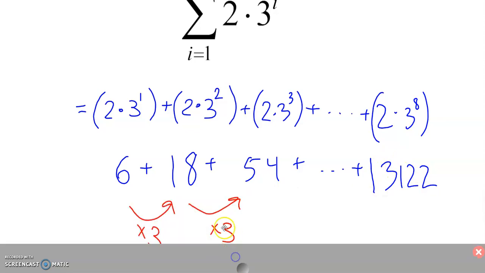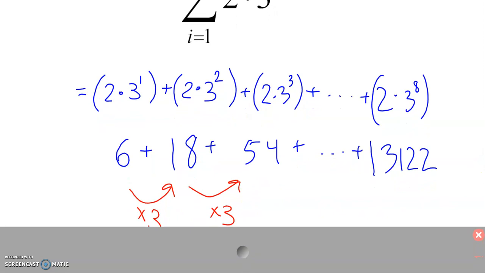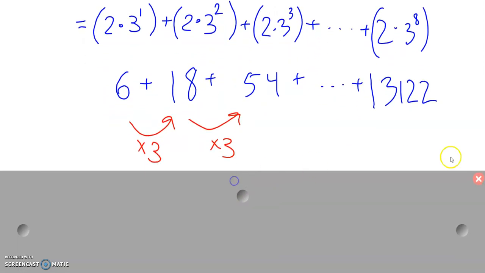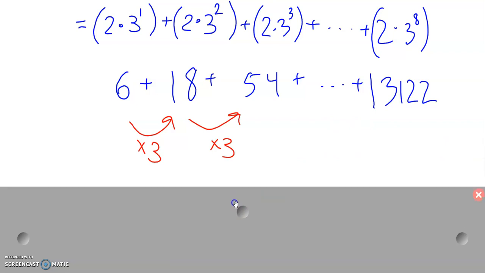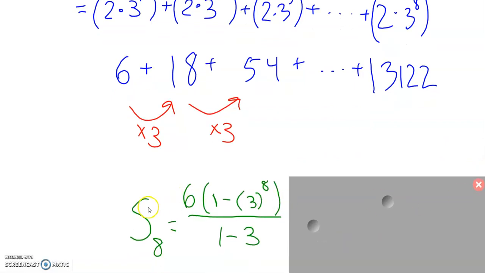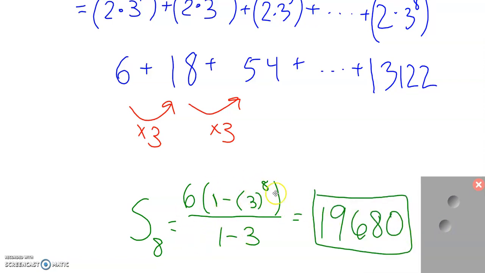Now you will notice that this is a geometric sequence because these numbers are tripling. Okay, so to find the sum, instead of listing all 8 numbers, I can use the formula. The sum of the first 8 terms is the first term 6 times 1 minus r, which is 3 to the 8th power, over 1 minus 3, which you can type all into your calculator, is 19,680.